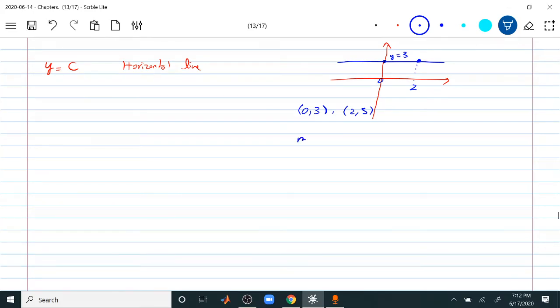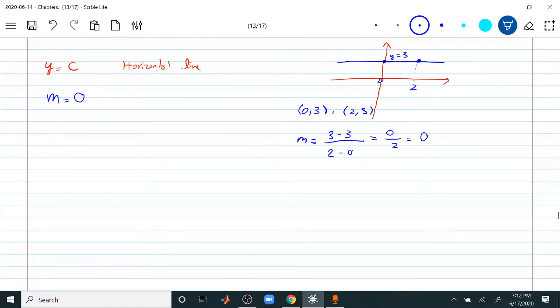So what is the slope? Difference in the y, 3 minus 3. Difference in the x, 2 minus 0. What you get is 0 divided by 2. What is that? 0. So what do I expect from a horizontal line? I expect the slope to be 0. Why is that? Because if you think about the rise over run, we never have a rise.